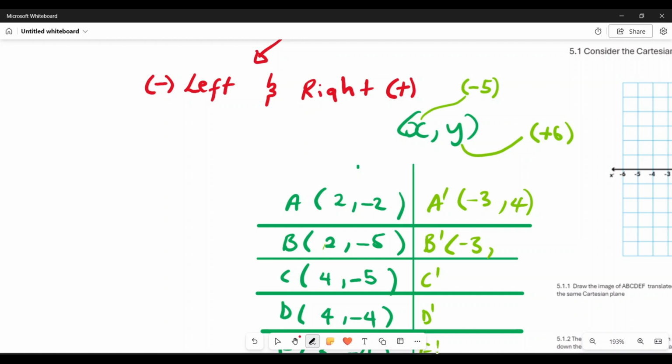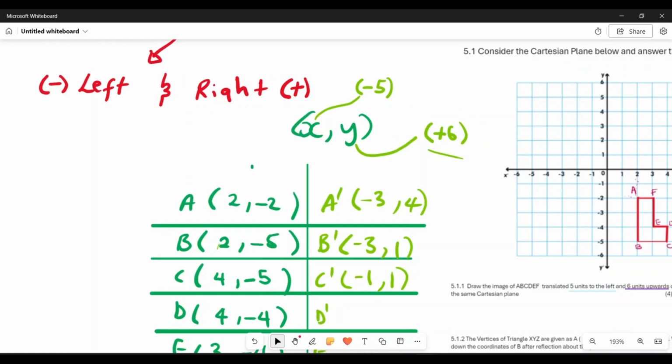Now for your B, right, your x is 2, and if you minus 5, this is going to be -3. And your y is -5. If you add 6, this is going to be 1. For your C value, your x is 4, and if you minus 5, your new x coordinate is going to be -1. And your y value is -5. If you add the 6, this is going to become +1.